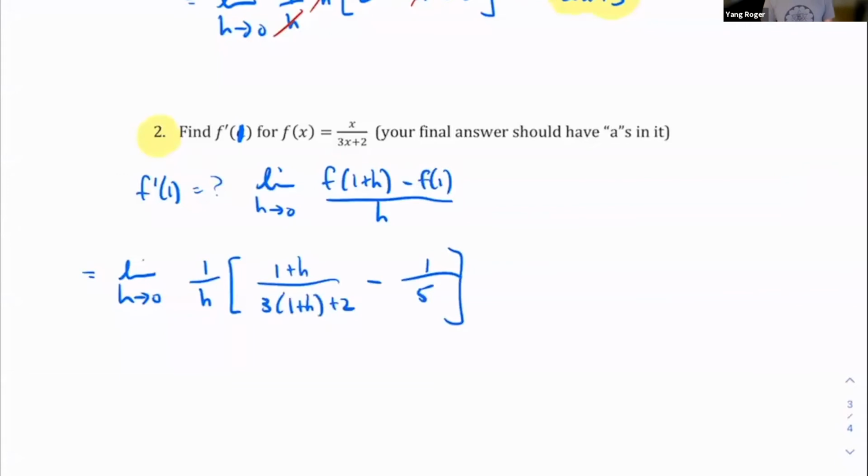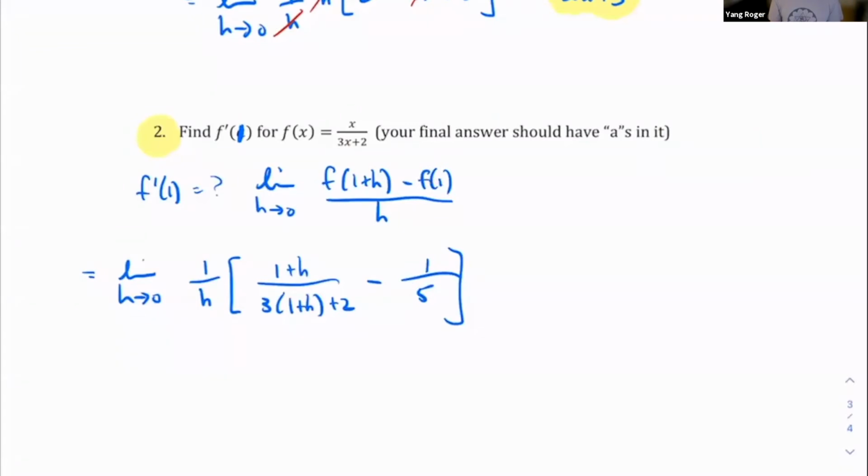Is there any questions about what I did here first? So this is my function. I'm going to insert a 1 plus h anywhere I see an x. So I do that there and there. And then anywhere I see an x, I put in a 1. So the numerator is 1, the denominator is 3 times 1, which is 3, plus 2, which is 5, like this. Okay.